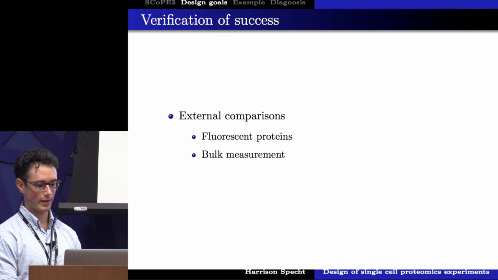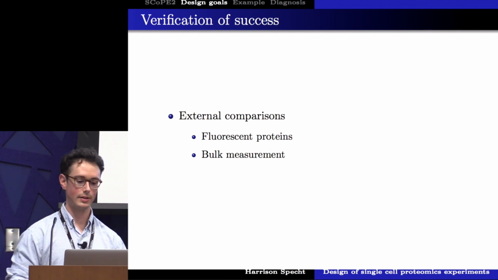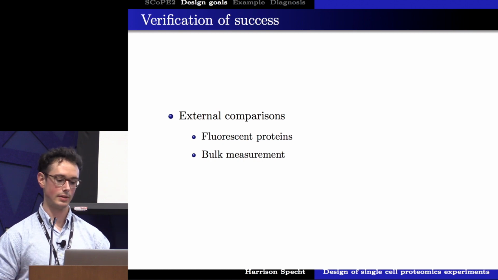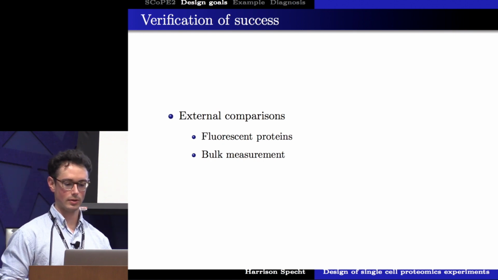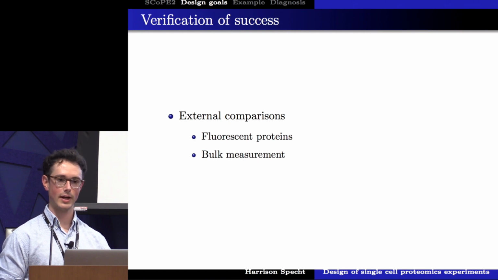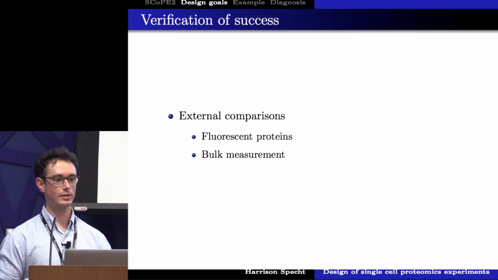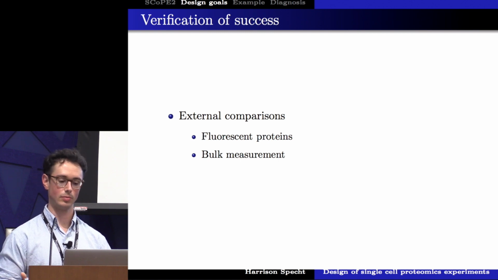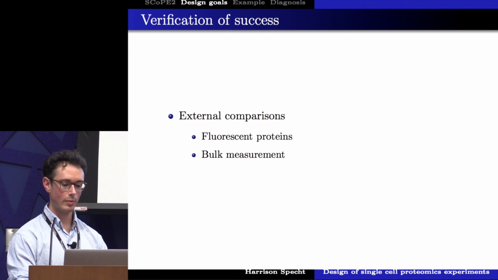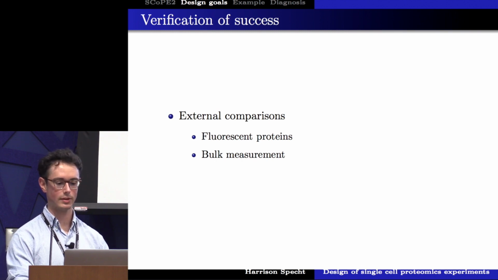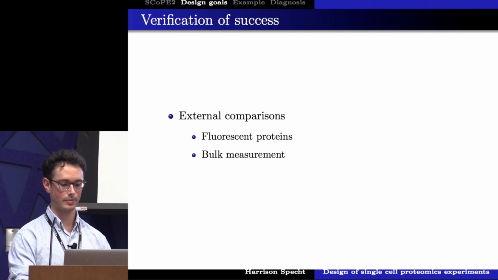So the first way that we can verify if we succeeded is we can do external comparisons to measurements that we have more confidence in. We can look at quantification of fluorescent proteins and directly compare measurements of the fluorescent proteins in single cells to measurements of the proteins by SCoPE2 in the single cells. And because taking these measurements in single cells is difficult, we can also compare our measurements in single cells to bulk proteomics measurements, which we have much more confidence in our quantitative abilities to accomplish.